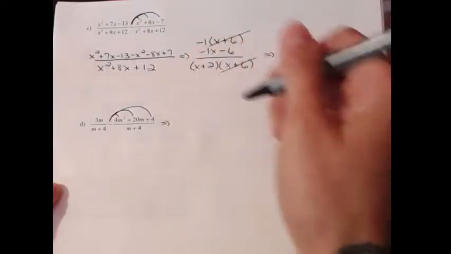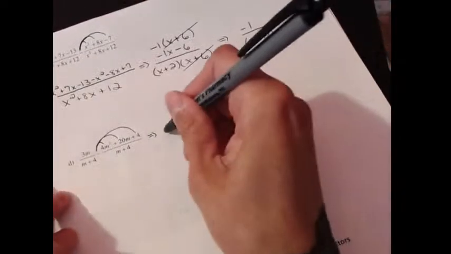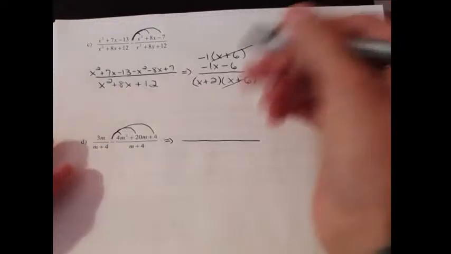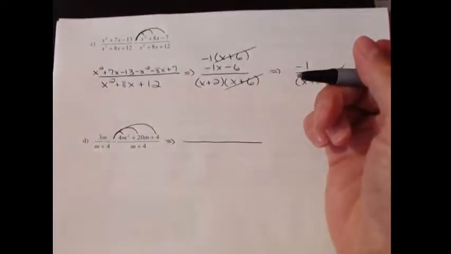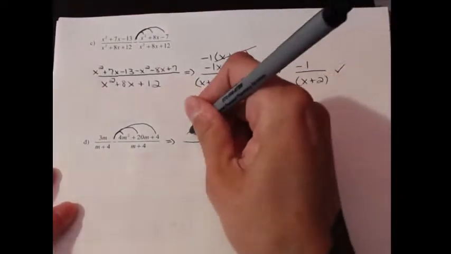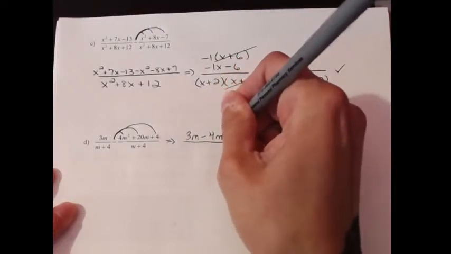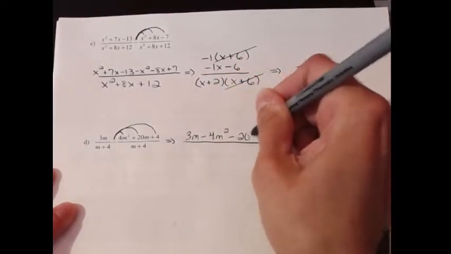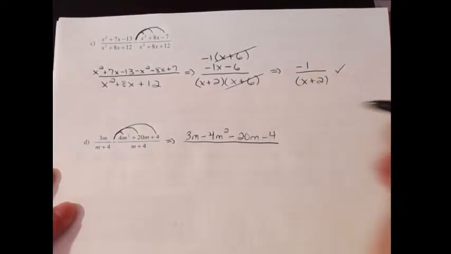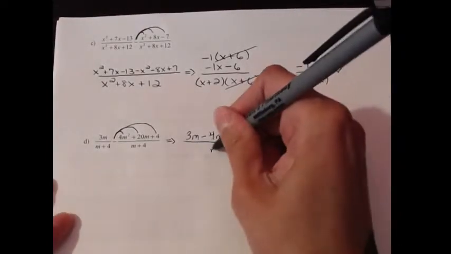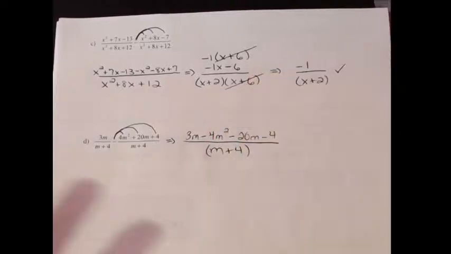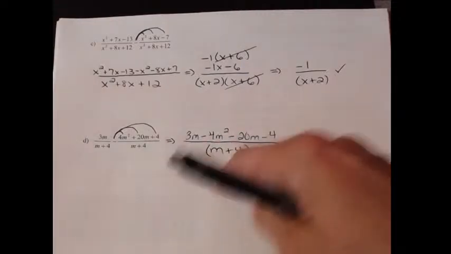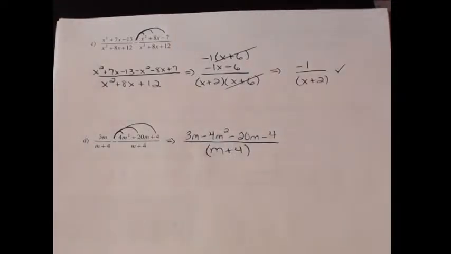So what we learned earlier today is that essentially we're going to rewrite the numerator by distributing that negative sign. So we have 3m minus 4m squared minus 20m minus 4. Notice that we have a common denominator, so we're simply going to write m plus 4 in our denominator. The other thing I like doing in this case is putting parentheses around my expression in the denominator, because this is essentially my factored form, right?